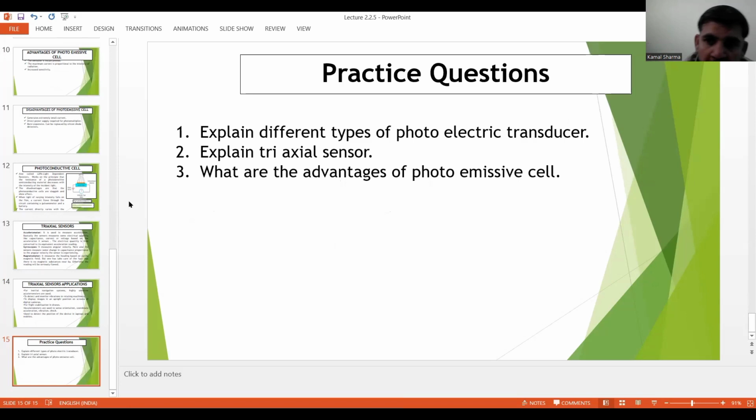So this is all from my side for transducers. We are done with transducers. We studied what a transducer is all about, what the principle is, how they are classified, what the types are, and how they work.